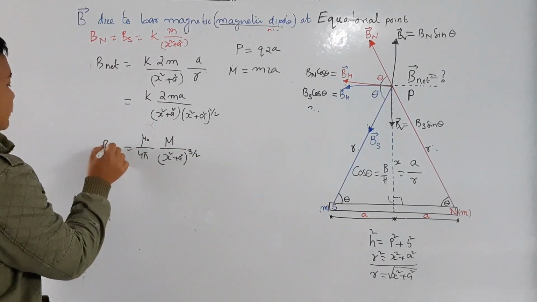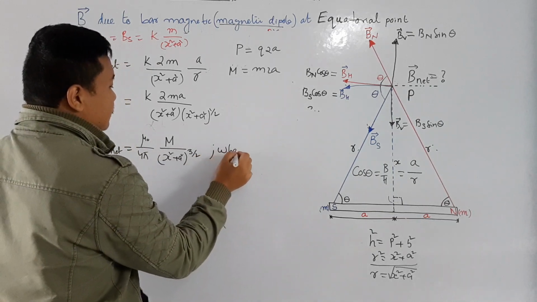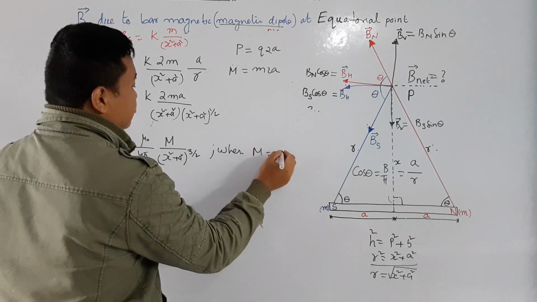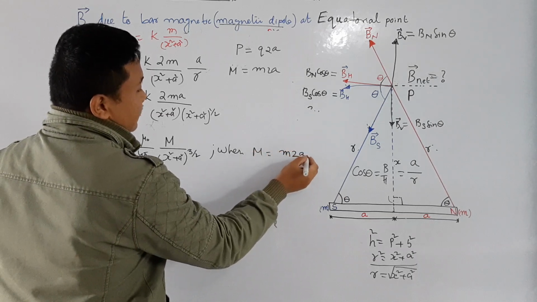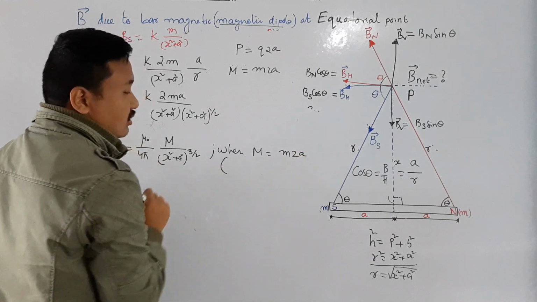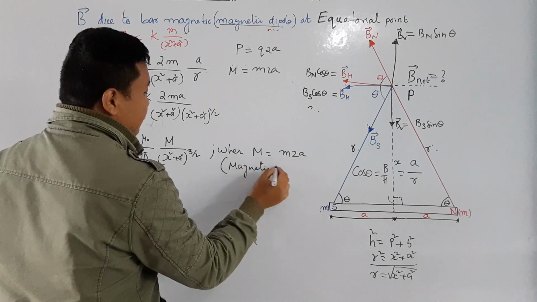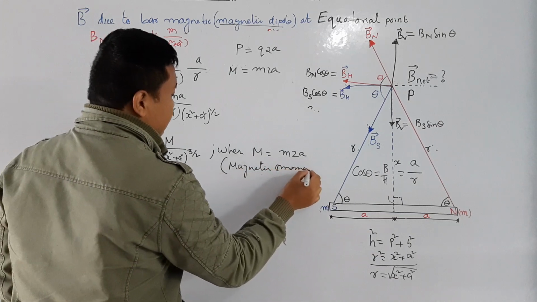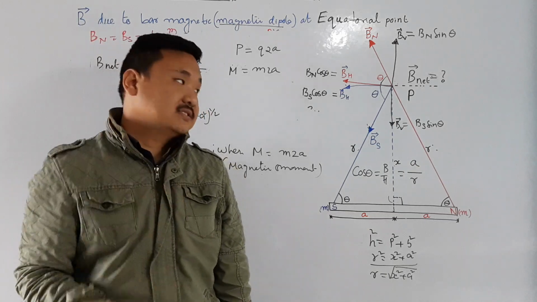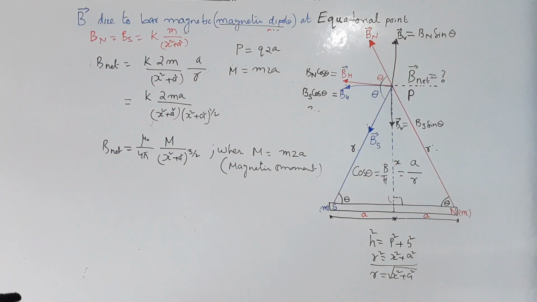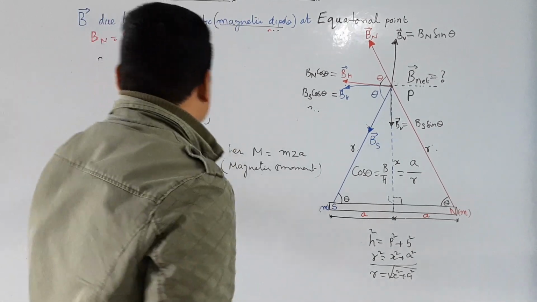And this is B net. Now we are done. So you have to write over here: M is equal to m, small letter m, into 2A, the magnetic moment, or magnetic dipole moment. Both are the same. So we got each and everything. So let me write it here.